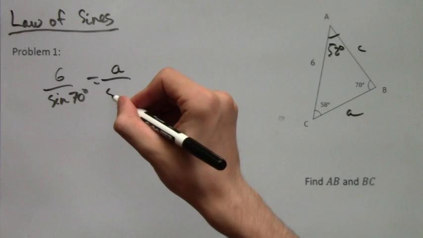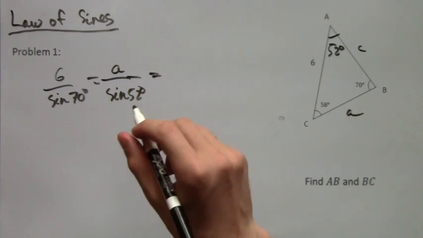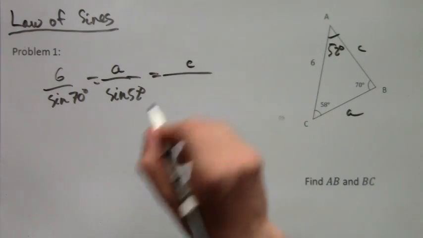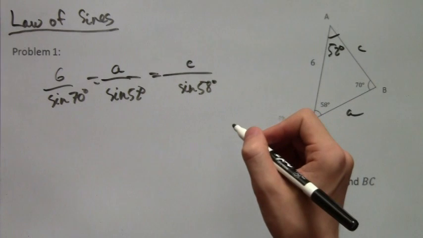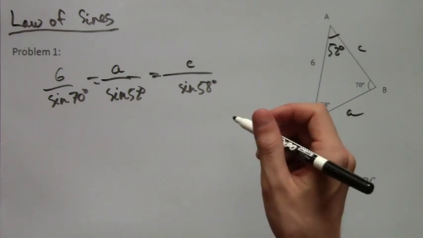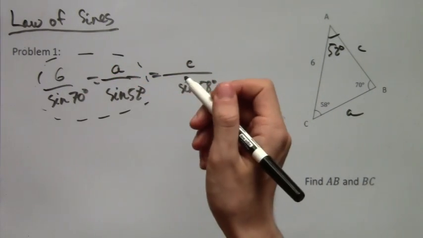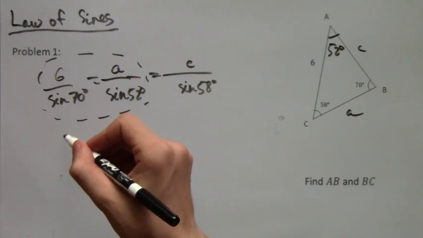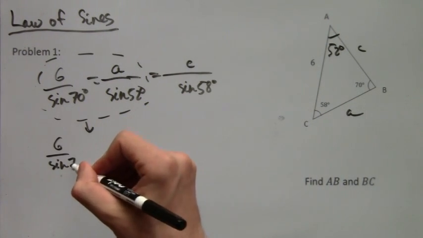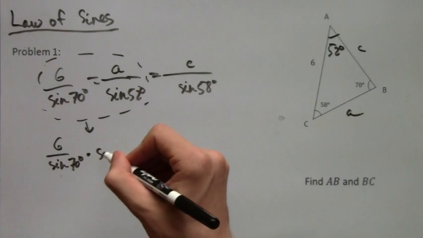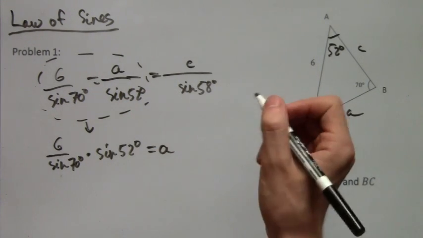We have lowercase a over sine of angle A, opposite of the side, and that's 52 degrees. And this equals, also by the law of sines, c over, and the opposite angle is 58 degrees. So our job is to find a and c. To do that, first, I just look at the first part of the expression with just the first equal sign, and that's 6 over sine of 70 degrees. And to solve for a, we just have to multiply by sine of 52 degrees on both sides, and we'd get that equal to a.